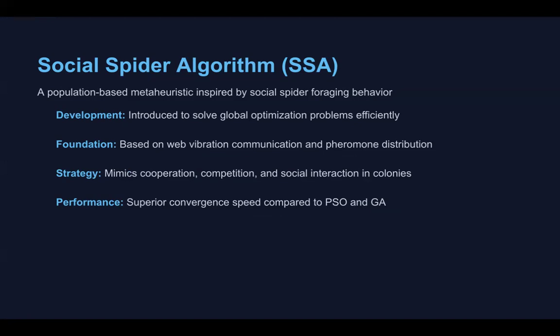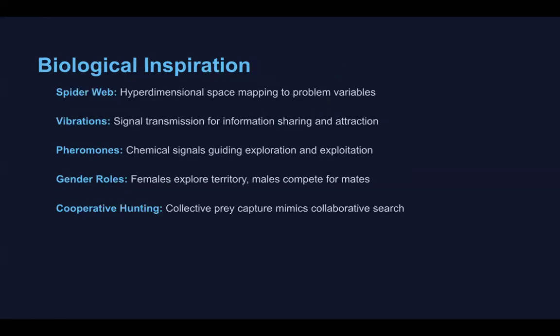Moving on to the next slide, that is biological inspiration. We have the spider web. The spider web is the web formation by all the spiders, and the web represents the search space. The vibration here also mimics the communication between the spiders. These are very useful for signal transmission, for information sharing and attraction. And pheromones are chemical signals guiding exploration and used for marking good areas in the search space. These are all about biological inspiration.